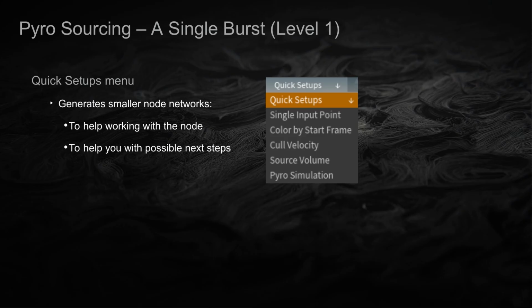Then I want to have a quick look at the quick setup menu. This is something we have introduced for the Pyro tools in 18.5. These menus are not really presets, but they generate smaller node networks either before or after the node. And this set of nodes can help you set up this node, or help you go on to the next task you would need to do.